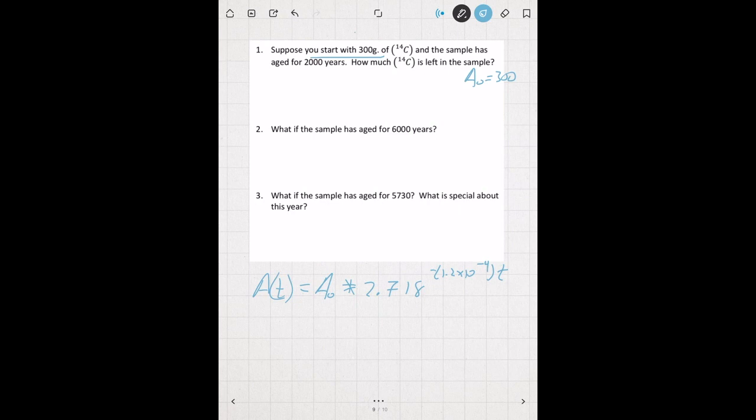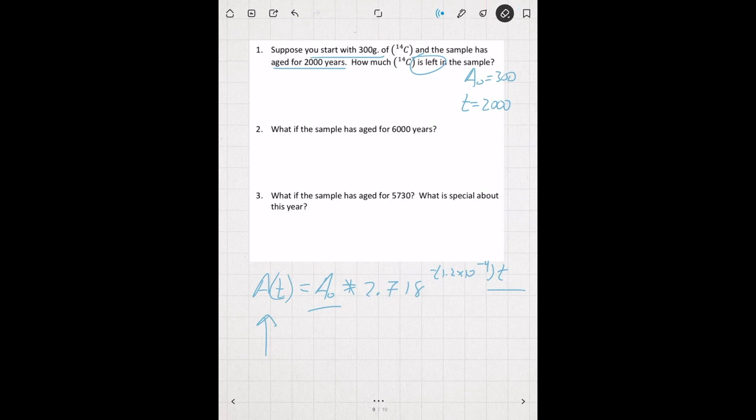And suppose that this particular organism has been aging for 2,000 years. So time is 2,000 years. It's a 2,000-year-old organism. What you need to figure out is how much is left. Well, you know A0 and you know time. You're now trying to figure out what A of t is. So let's go ahead and plug these values into the function.